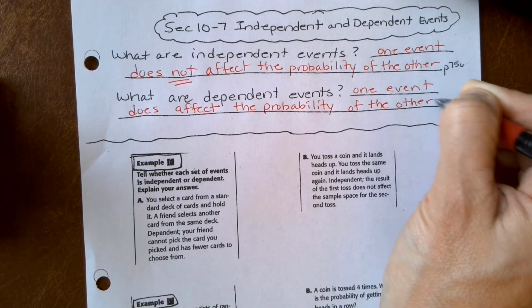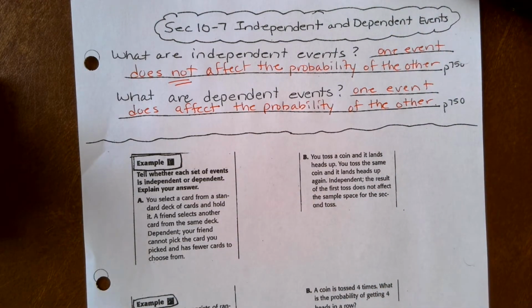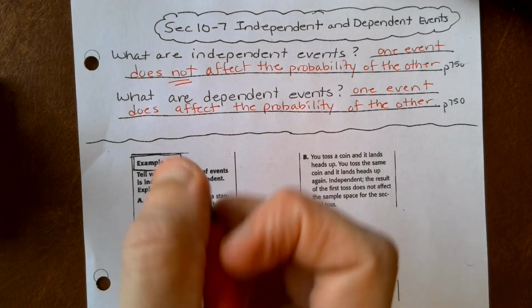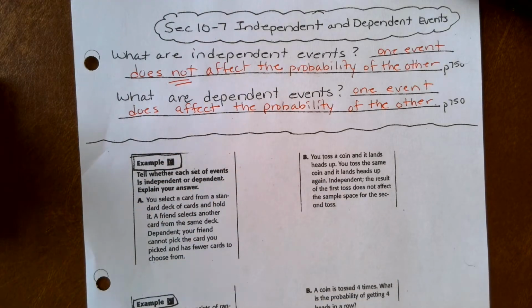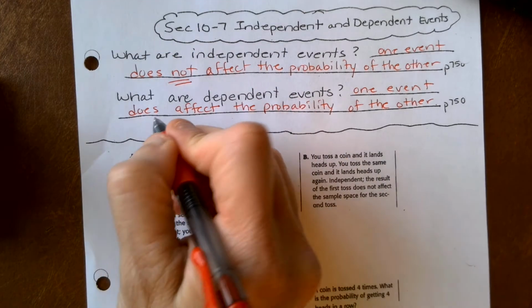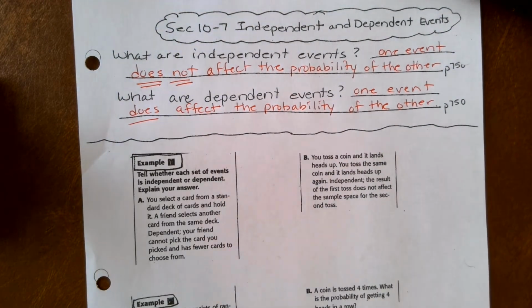So go ahead and make sure you're taking good notes. Again, this note sheet I gave to you before you left. So let's talk a little bit more about independent events. So independent events could be something like coin tosses.